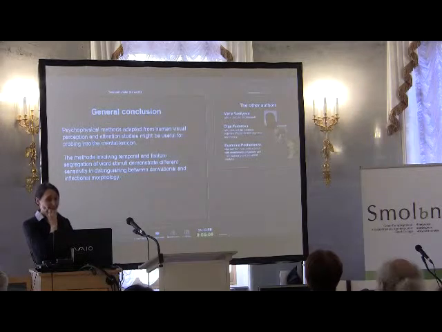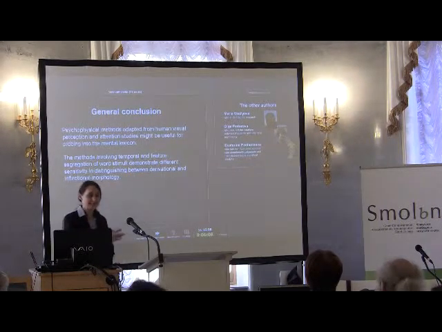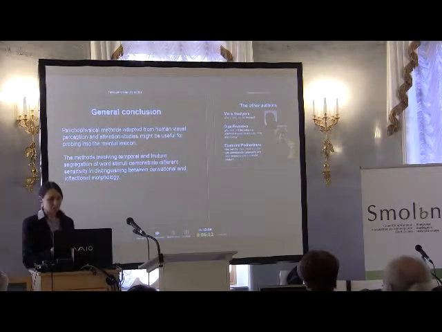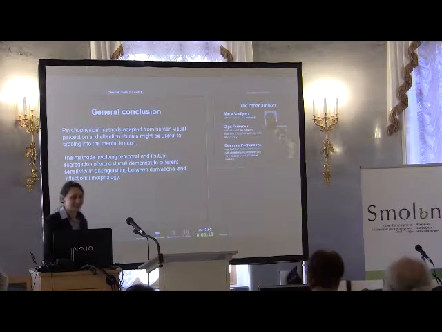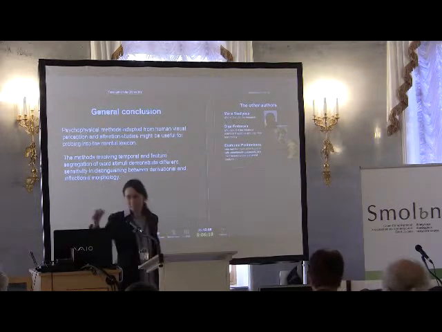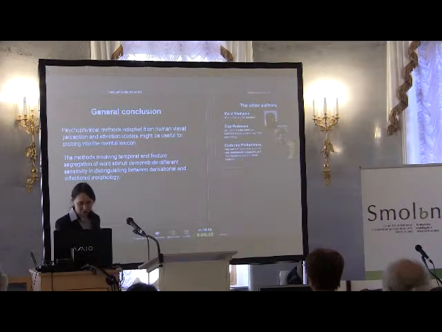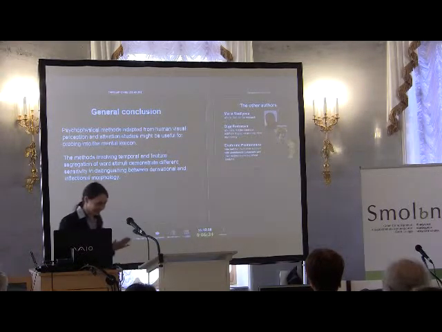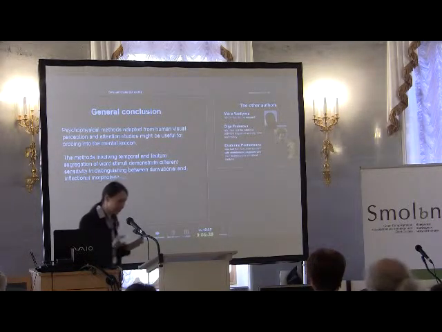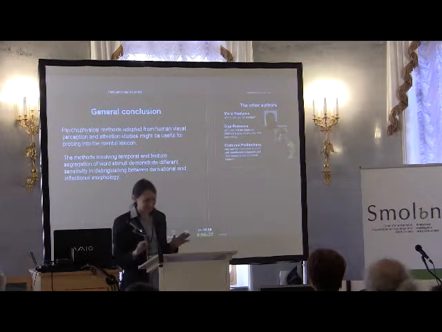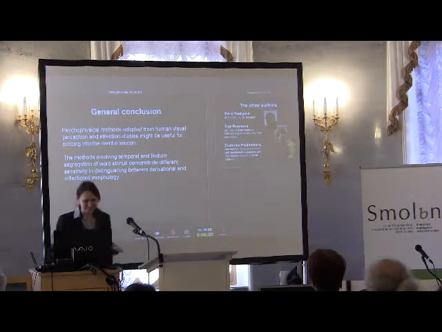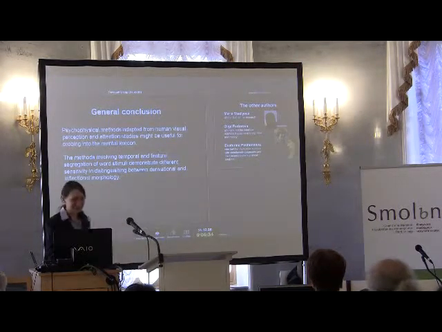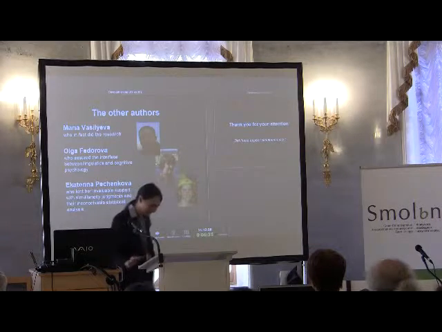And the second conclusion is that the methods involving temporal segregation and feature segregation of a noun demonstrate differences in sensitivity in distinguishing between derivational and inflectional morphology. And there should be the third conclusion that derivational and inflectional morphology do differ in our mental lexicon, at least in Russian, but I'll be cautious and I'll let my linguist colleagues draw this conclusion.